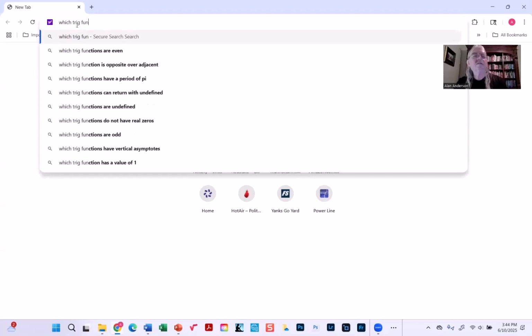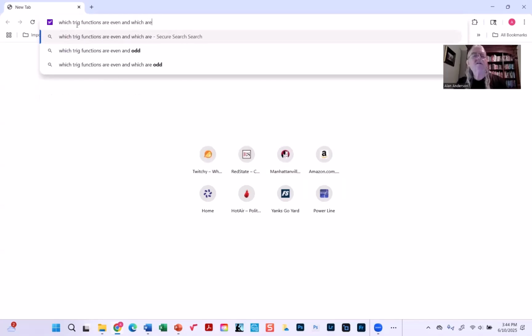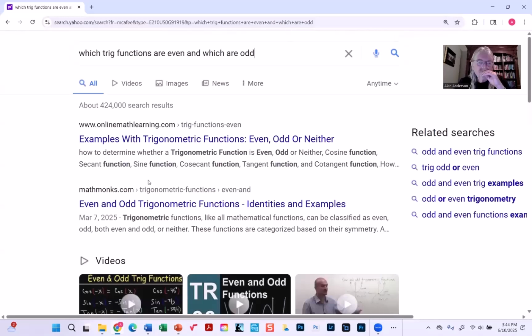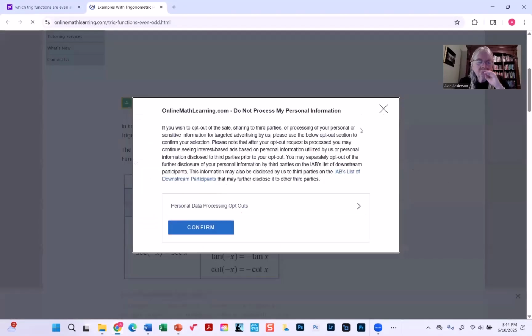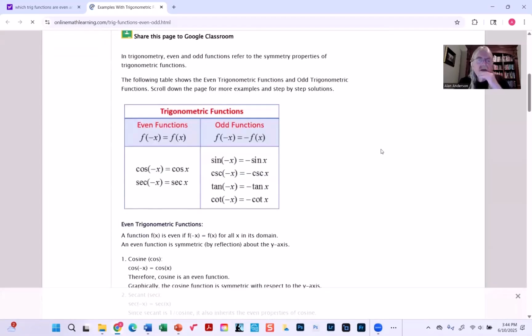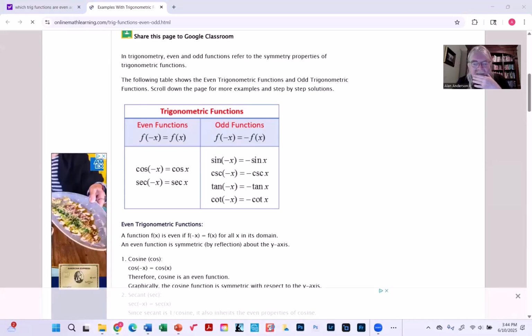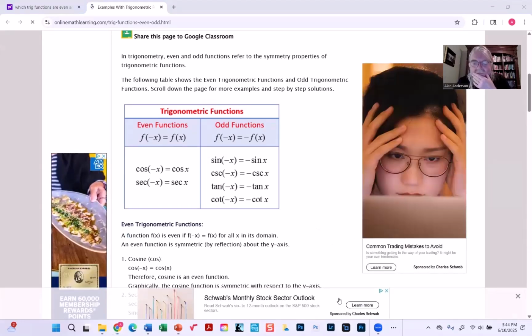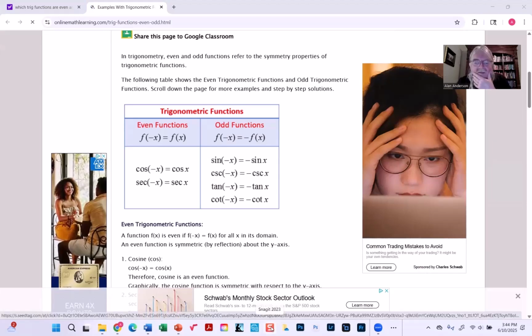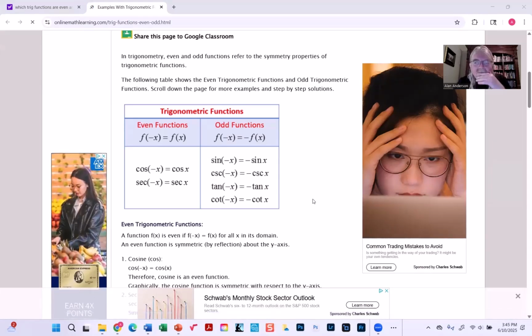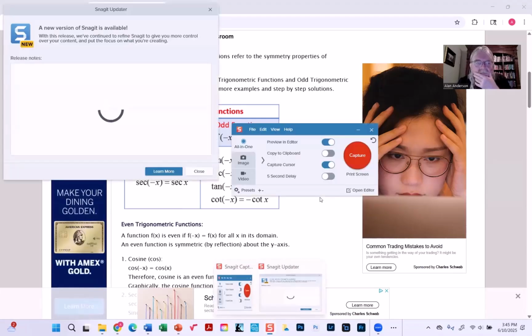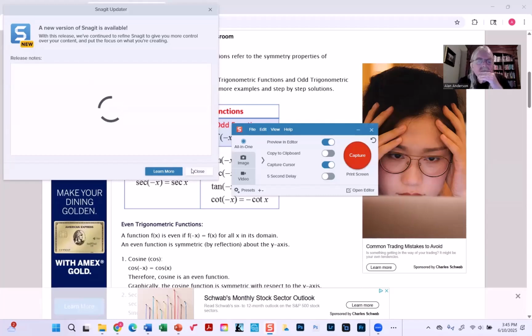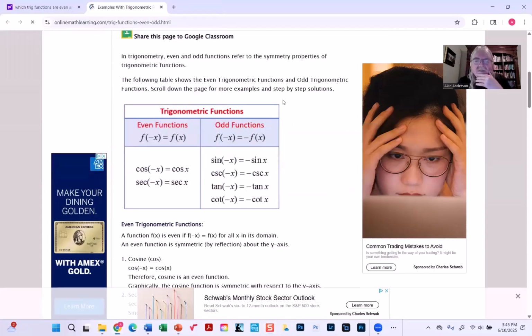Which trig functions are even, which are odd? There, yeah, there it is. All right, I'm going to borrow this. I guess anything on the internet, I could feel free to copy it into my notes here, as long as I look at all those ads. I'll update Snagit later on.